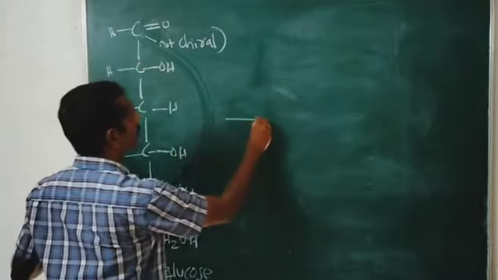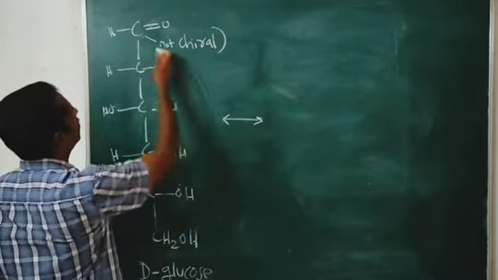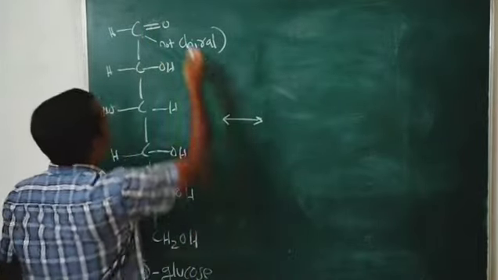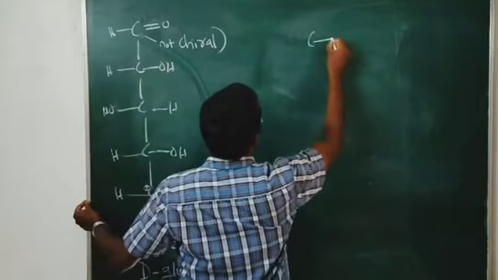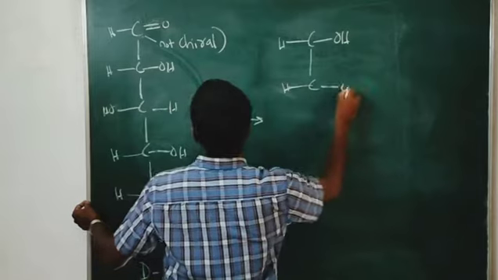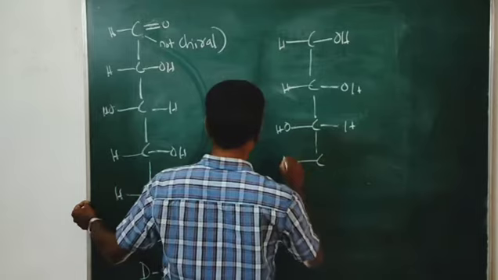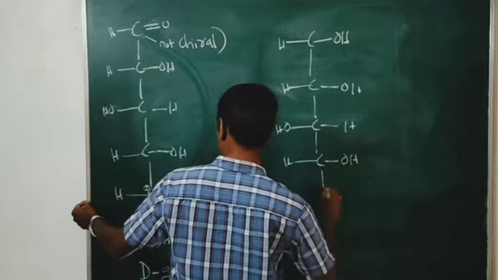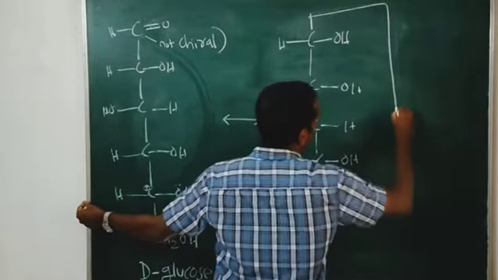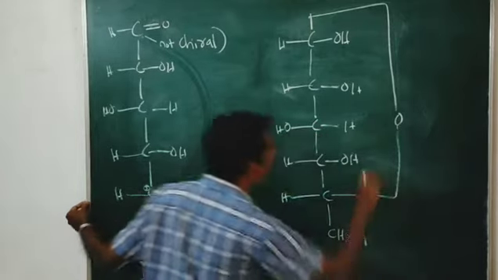But when it is changing to hemiacetal form, that means this pair of electrons is attacking here and this bond is shifting to here. That time this OH is attaching to here and you get a structure like this: CHOH, H, CHOH, and here it is CH, and here it is O, and here the bond is like this, and here it is CH2OH. This is our hemiacetal form.